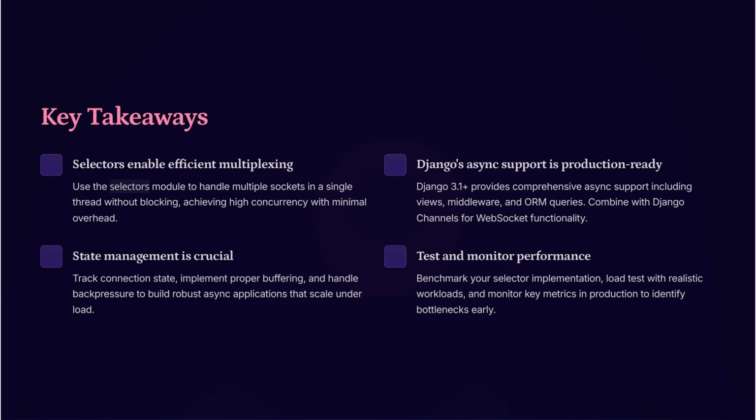Selectors enable efficient multiplexing by handling multiple sockets in a single thread, achieving high concurrency with minimal overhead. Django 3.1 plus offers robust async support, including views and ORM (object relational mapping) queries, enhanced by Django Channels for WebSockets. Effective state management, buffering, and backpressure handling are crucial for scalable async applications. Regular performance testing and monitoring help identify bottlenecks early.